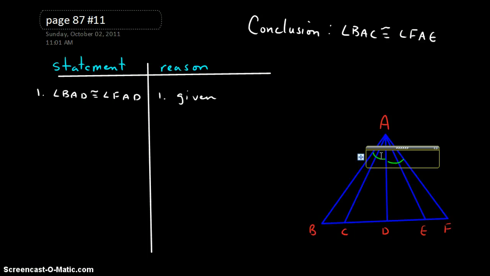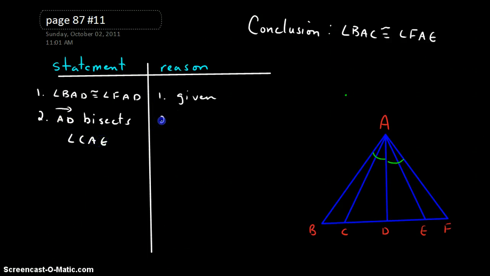Well, at the moment that's not going to tell me anything, so I'm going to go on to my next given, which is ray AD bisects angle CAE. And again, we need to mark in the picture exactly what is given here. So I'm going to use another color. Let's try purple. AD bisects CAE. So AD is this ray right here going through this angle CAE, which is kind of that middle angle.